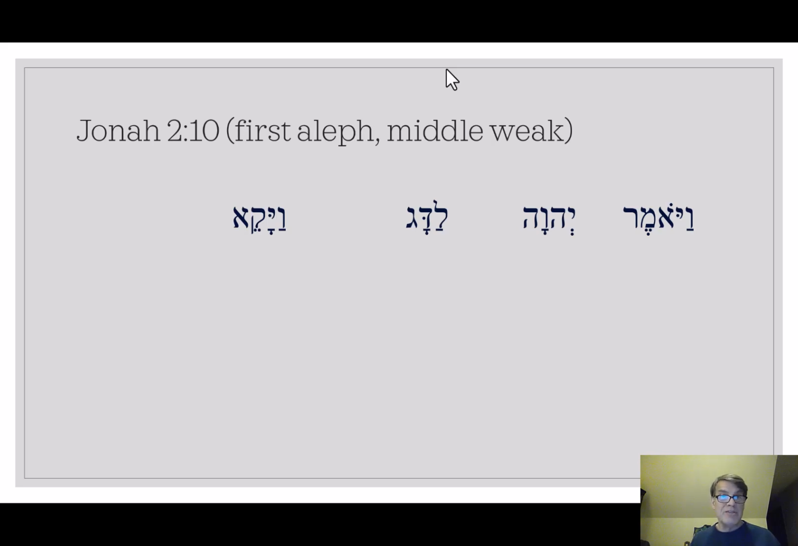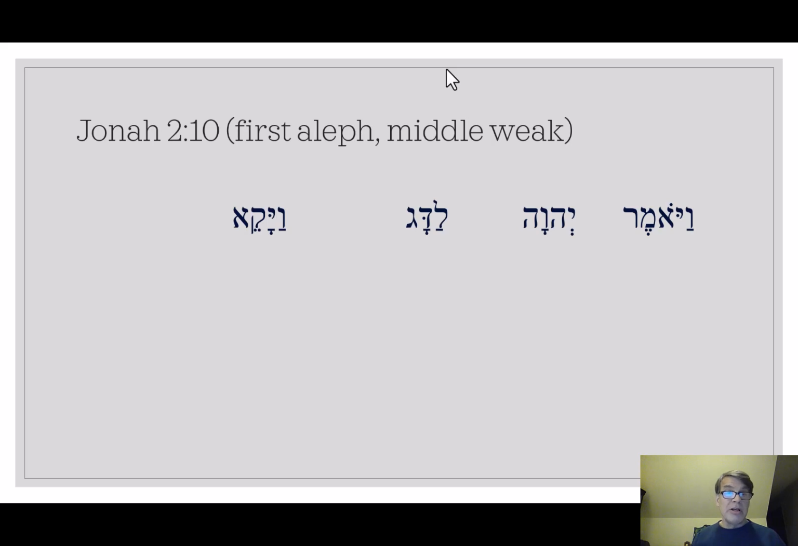You have a critical mass of Hebrew already. The main thing that we'll do as we go through the rest of Jonah, chapters 3 and 4, is we will work more on the stems. We'll learn more about the stems. We'll learn about some of the little details here and there. And we will work on what are called weak verbs.